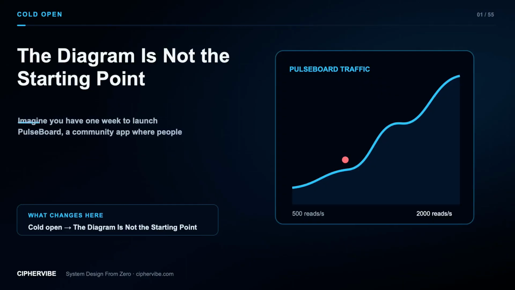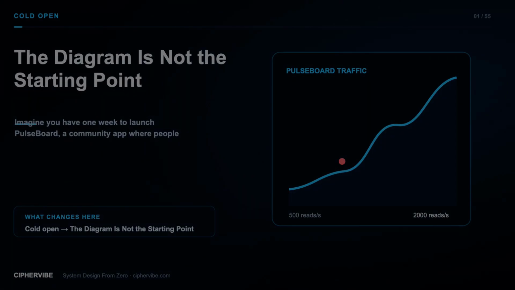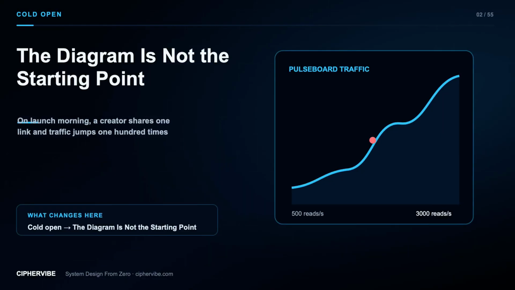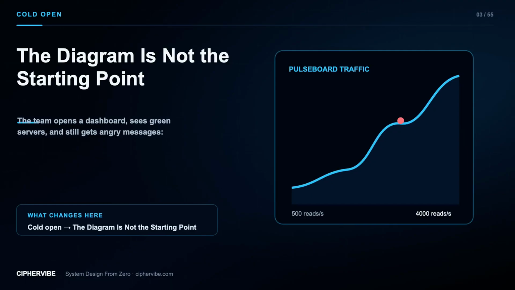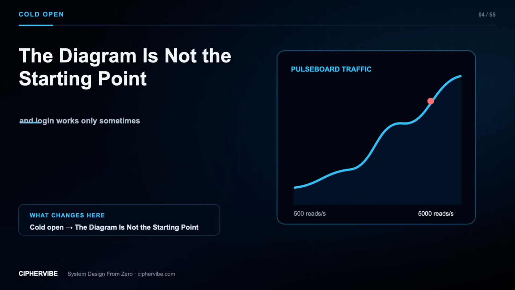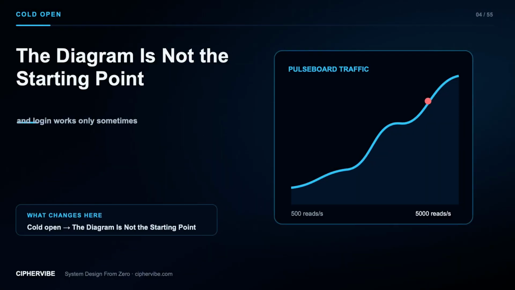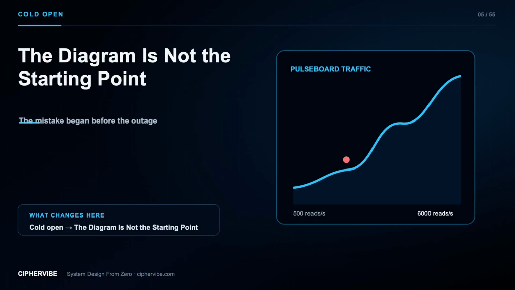Imagine you have 1 week to launch PulseBoard, a community app where people post short updates and follow topics. On launch morning, a creator shares one link and traffic jumps 100 times. The team opens a dashboard, sees green servers, and still gets angry messages. Posts disappear, feeds feel stale, and login works only sometimes.